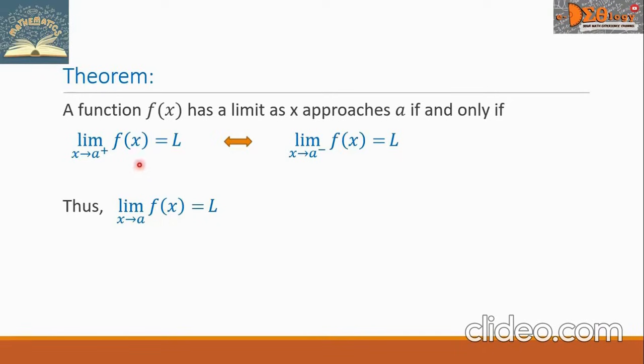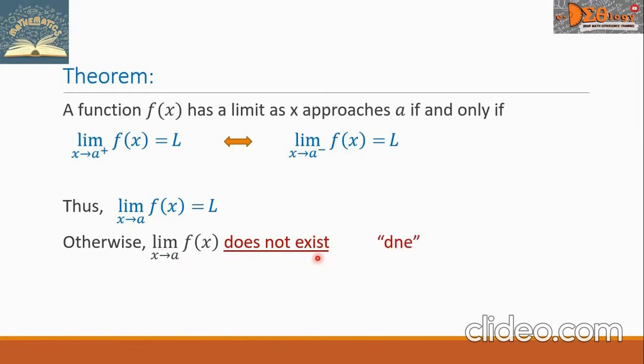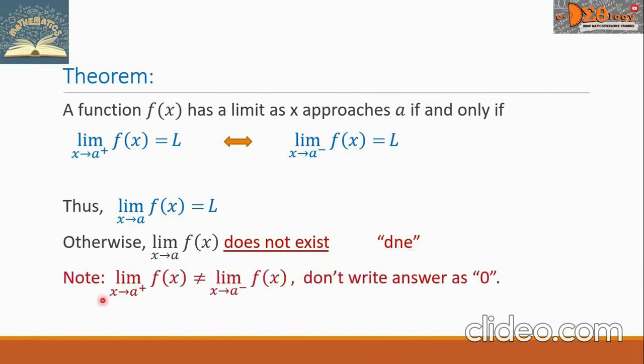Now, suppose the right-hand limit and the left-hand limit are not equal. So we say that the limit of f of x as x approaches a does not exist. In some books, you will see the symbol DNE. This means does not exist. Take note also that when the right-hand limit is not equal to the left-hand limit, don't write the answer as 0. Again, what you're going to write is the words does not exist.